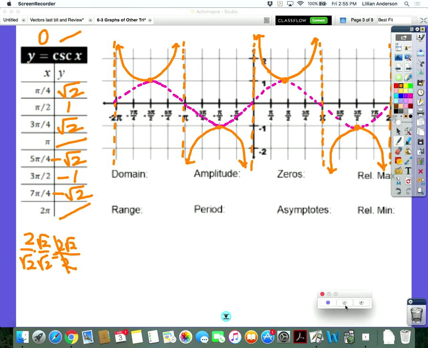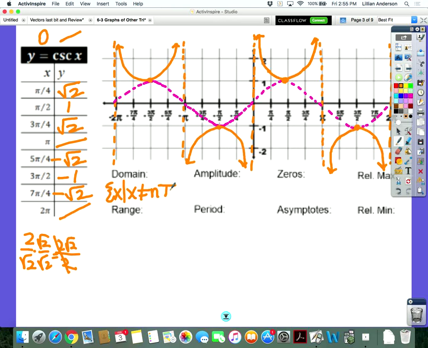So what will be the domain of cosecant? The orange. Is it all real numbers? Negative infinity to infinity? Okay, so it's all real numbers except multiples of pi. How do we represent multiples of pi? We did this, pi n. Yeah, so I'm going to do it the set notation way. All the x values such that x is not multiples of pi.